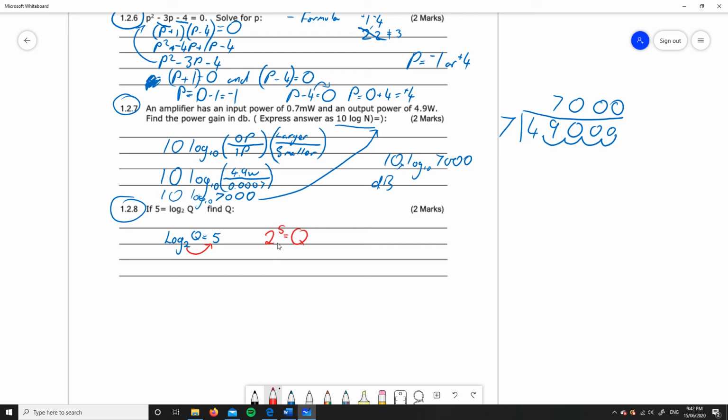So 2 to the power of 5, that makes it nice and easy. 2 times 2 times 2 times 2 times 2 equals 32. Therefore, q equals 32. So go back over here. 2 to the power of 5 equals.